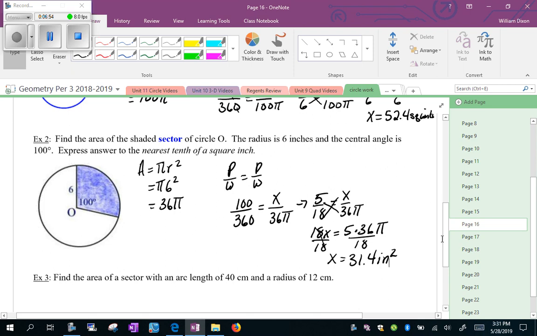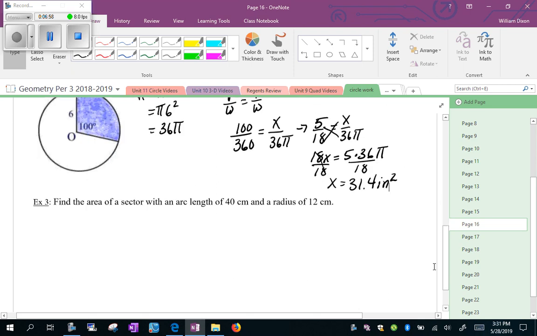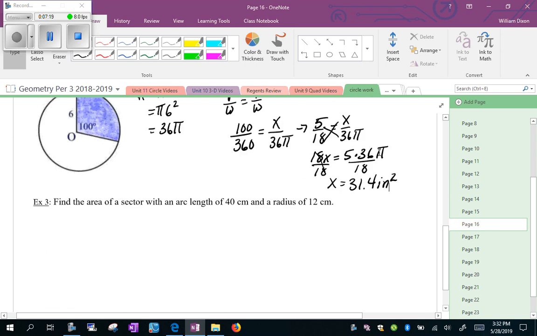All right, let's take a look at number 3. Number 3 says, find the area of the sector with an arc length of 40 centimeters and a radius of 12 centimeters. Now I'm going to immediately go up here to what I highlighted, and it says the ratio of the arc length to the entire circumference, because now I'm dealing with arc length. And I think that's important to point out. All right, so I'm going to draw my circle.